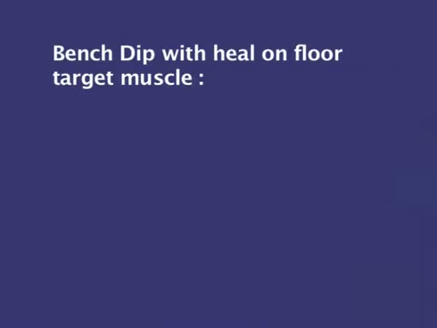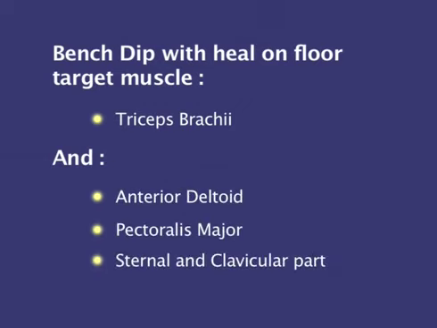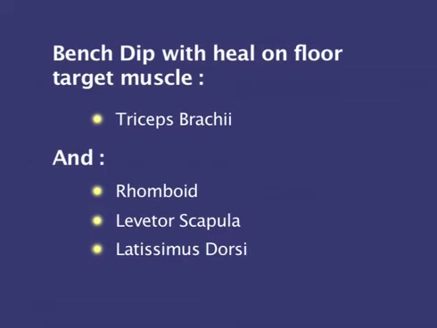Now, the target muscle for this exercise is the triceps brachii. The other muscles acting synergistically along with the triceps brachii are the anterior deltoid, pectoralis major, sternal and clavicular part, pectoralis minor, rhomboids, levator scapulae and latissimus dorsi. This group of muscles acts together along with the triceps brachii while we do the bench dip, especially with heels on the floor.